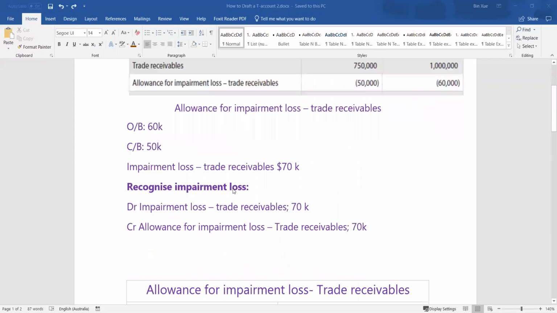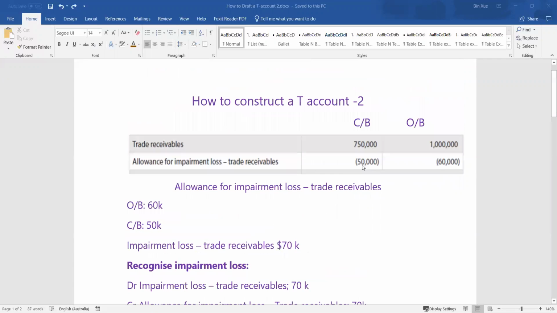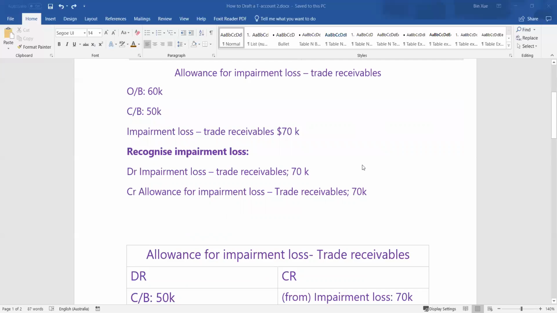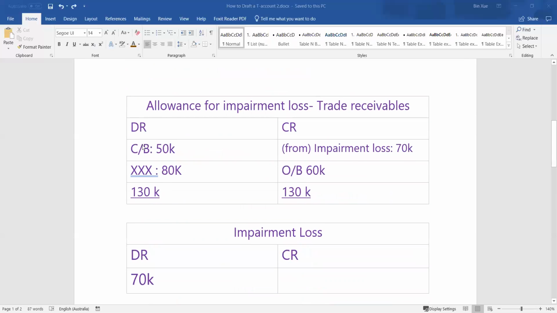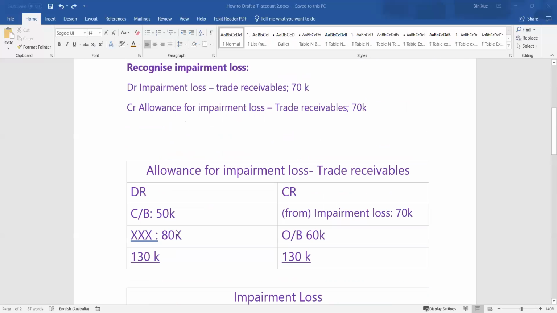Okay, so let's draw the T account. We put allowance for impairment loss, trade receivable, we write debit, we write credit, okay? And because this is a negative figure, even though it's an asset account, it's more like a liability account. And we put the opening balance on the credit side, and the closing balance on the debit side. So opening 60K, closing 50K.